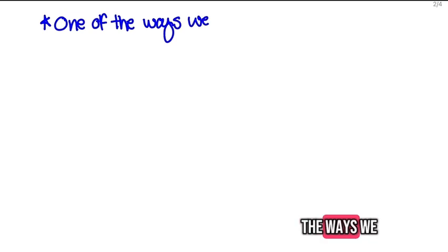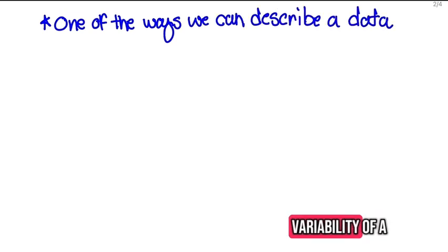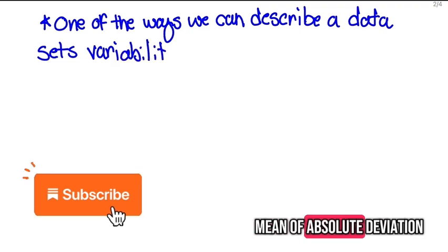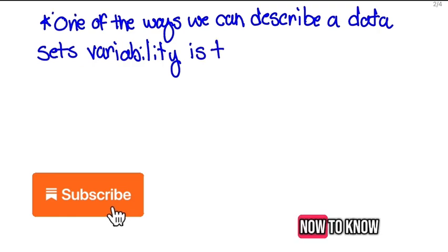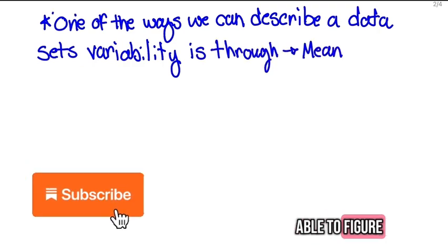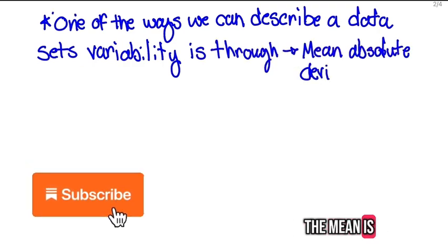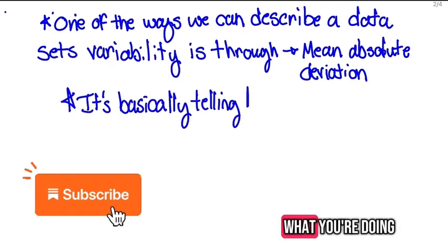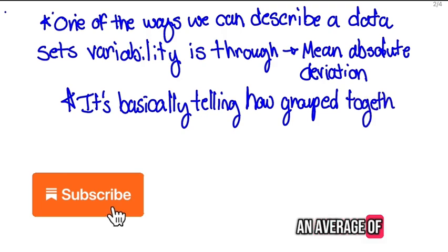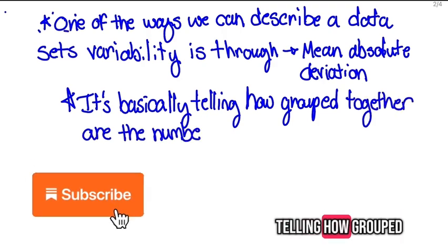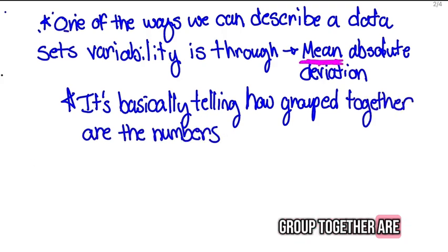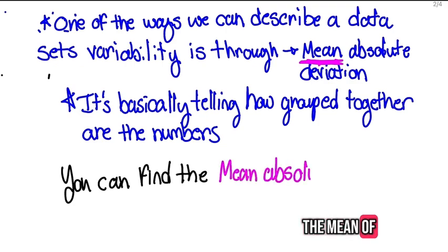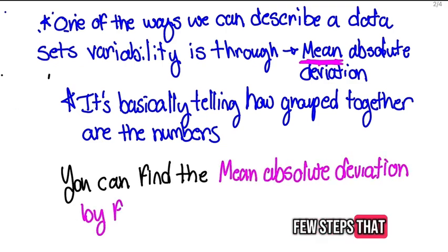One of the ways we can describe the variability of a data set or number set is through the mean absolute deviation. Now, to know how to do this, first off, you need to be able to figure out the mean. The mean is when you take an average of a set of numbers. So you're going to need to know that. Basically, you're finding an average of kind of the average. So it's telling how grouped together a set of numbers are. You can find the mean absolute deviation through just a few steps that we're going to go through below.